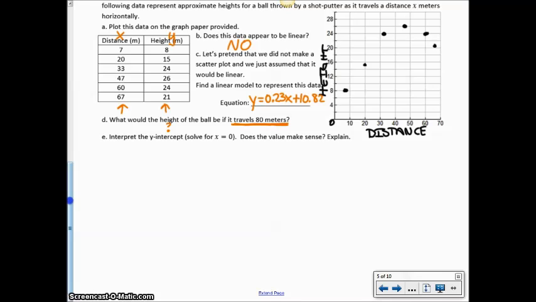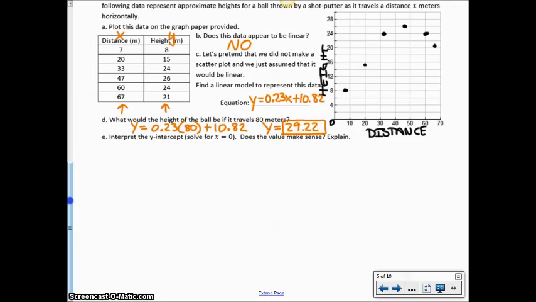So x is going to be 80, so what you can do, I'm going to erase this so I have room. So y equals 0.23 times 80, plugging that in, plus 10.82. And when you calculate that, you get y equals 29.22. So this is how high the ball is after it's traveled 80 meters.